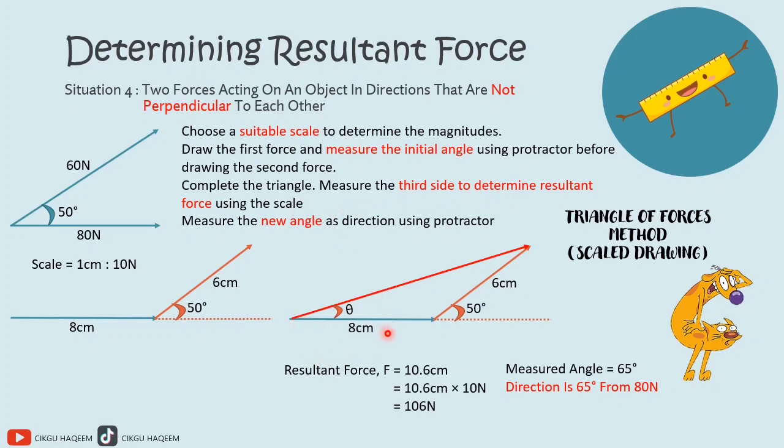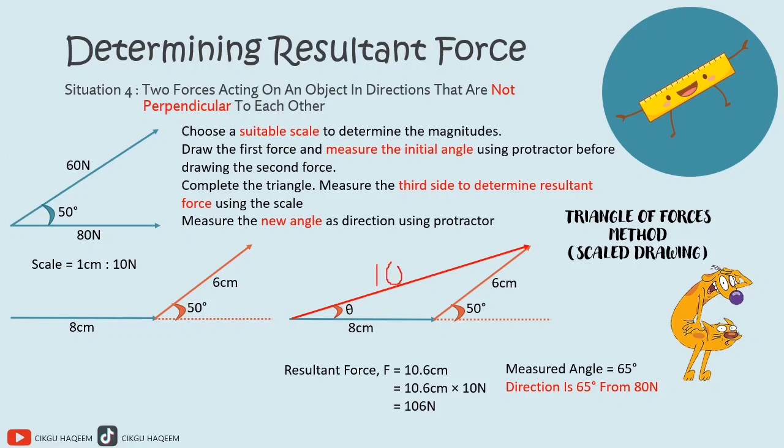After you have two lines of force, you need to draw the third line of force over here, the red one. To determine the resultant force, you need to measure it using a ruler. According to my ruler, the length is 10.6 centimeters. So 10.6 centimeters multiplied by the scale, which is 10 Newton, gives a force of 106 Newton.